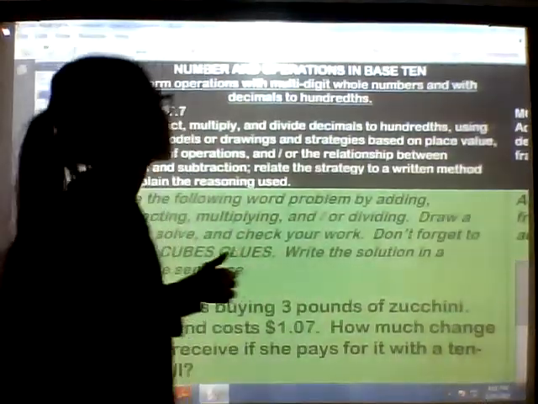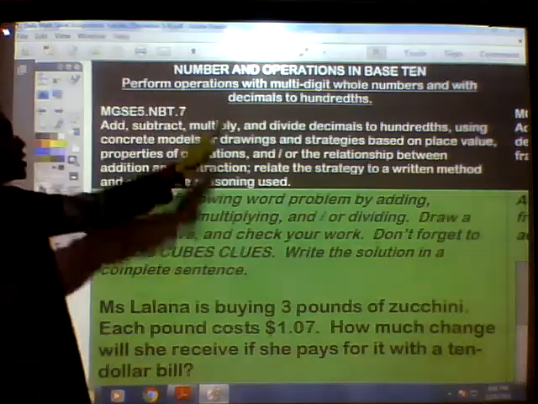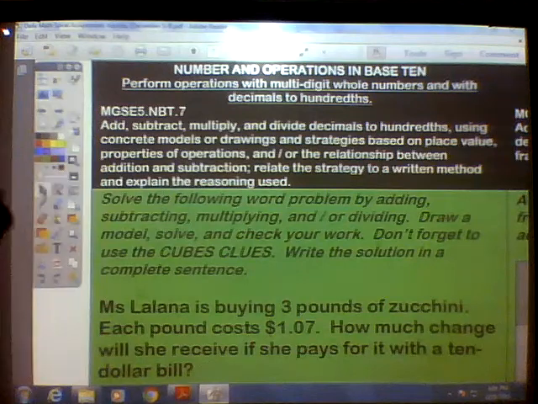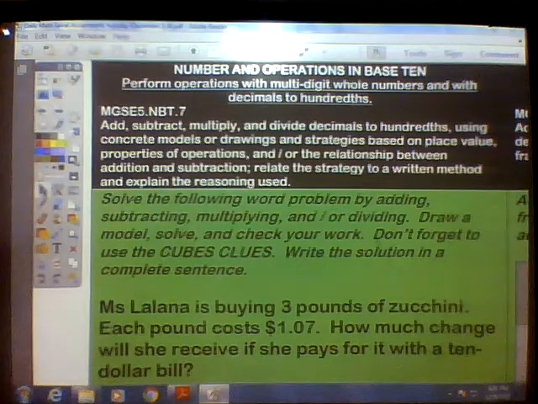Read it with me. It says, number and operations in base 10. Perform operations with multi-digit whole numbers and with decimals to hundreds. MGSE 5, NBT 7. Add, subtract, multiply, and divide decimals to hundreds using concrete models or drawings and strategies based on place value, properties of operations, and or the relationship between addition and subtraction. Relate the strategy to a written method and explain the reasoning used.